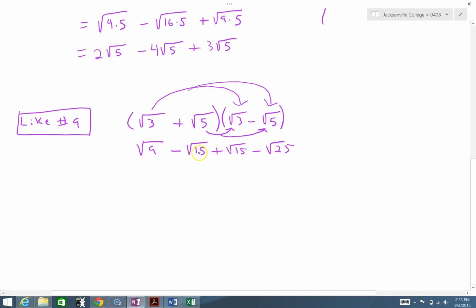Well, hopefully you see these two middle terms, minus square root of 15 and plus square root of 15, they will add to 0. We're left with the square root of 9, which we said is 3, and the square root of 25, which is 5. It's a minus 5. Alright, and lastly, 3 minus 5 is a negative 2.